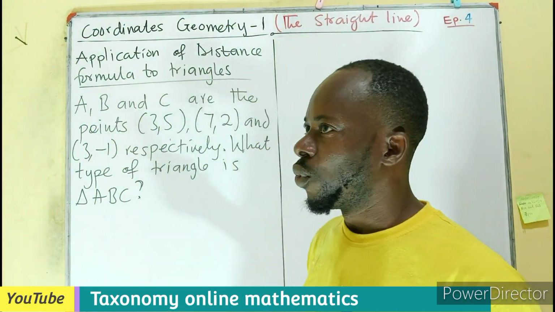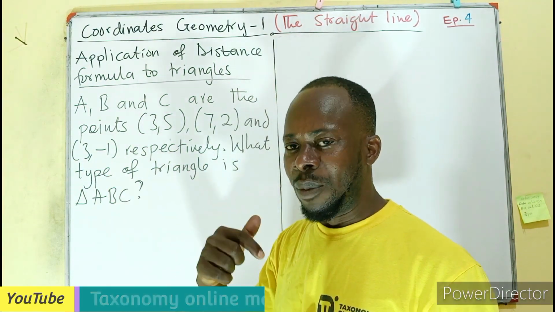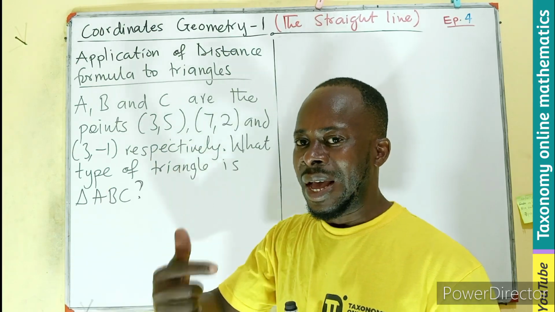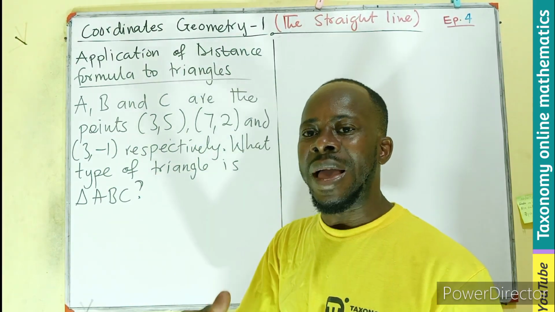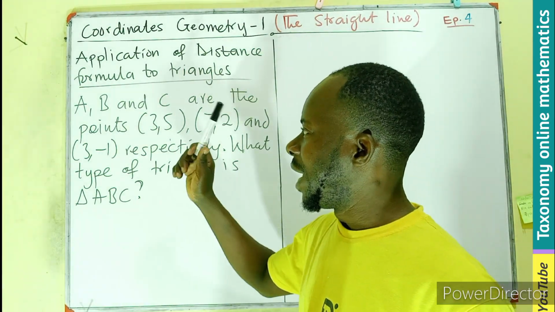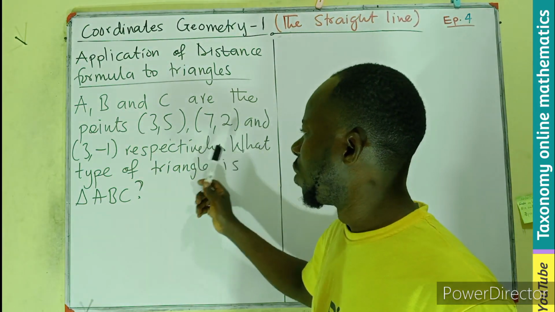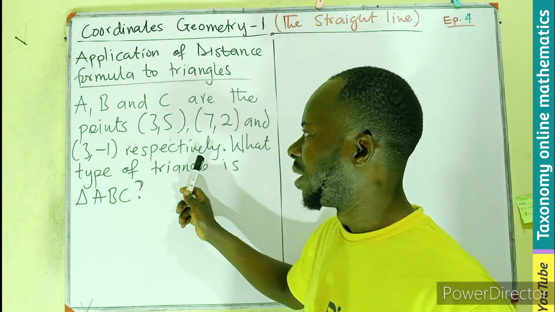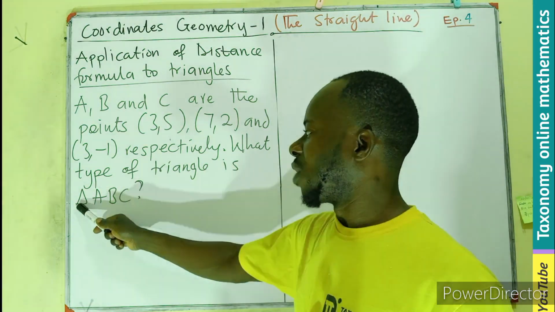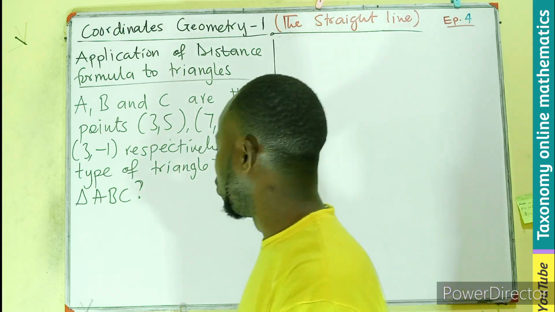In this episode, we want to take an application of the previous formula, that is the length of a line or the distance between two points, and how we can apply that to identify a specific type of triangle. You can see the points A, B, and C are (3, 5), (7, 2), and (3, -1) respectively. What type of triangle is triangle ABC? These are the vertices of that triangle. So how do we do that?